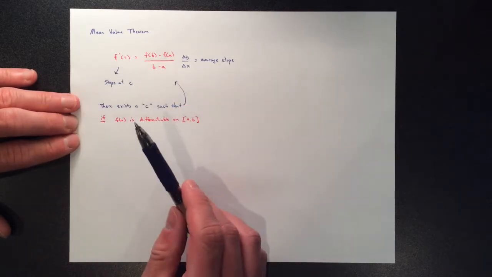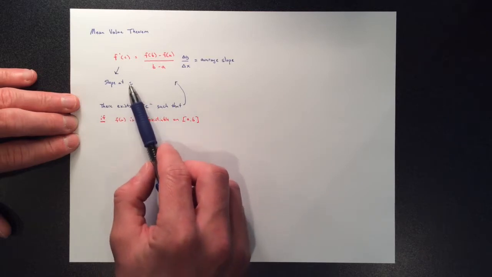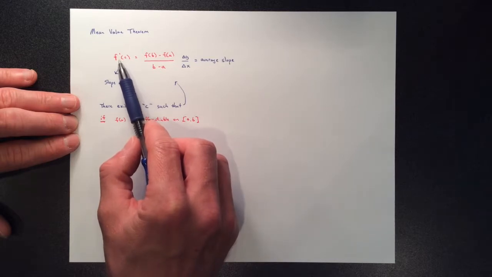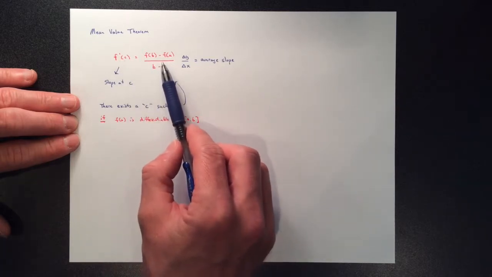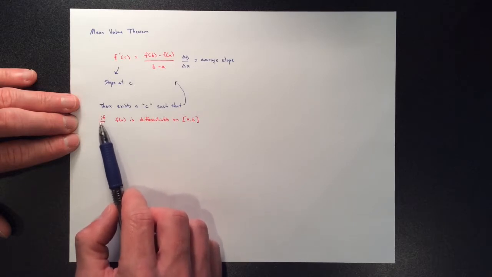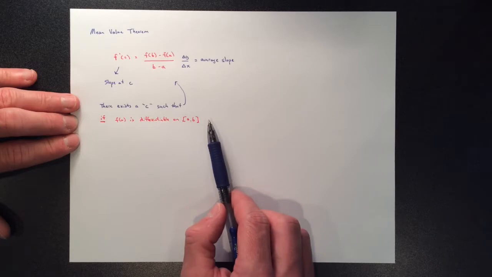And what the mean value theorem says is it guarantees that there exists a c, meaning an x value, such that the instantaneous slope equals the average slope, as long as, if, big key, if we know that f is differentiable on the interval a, b.